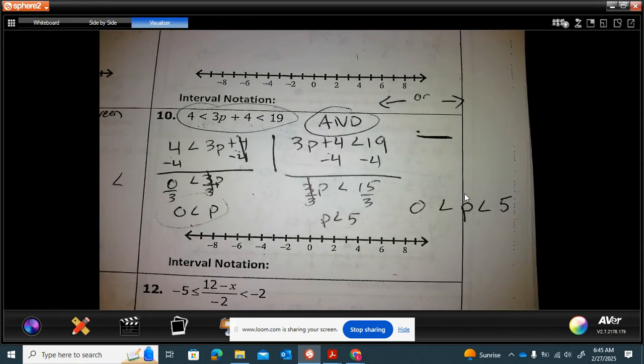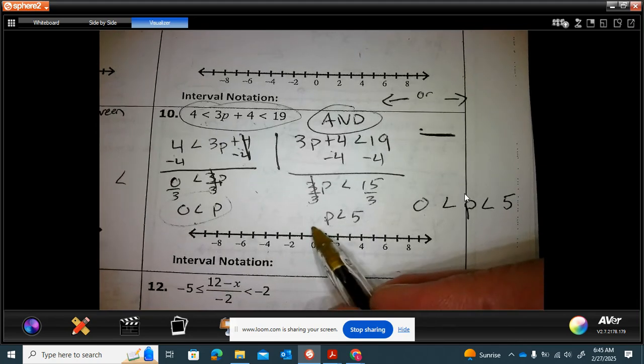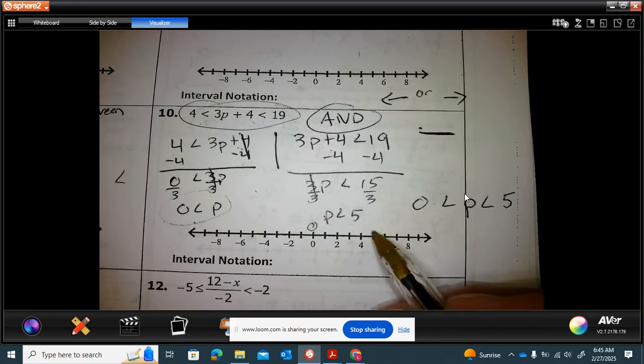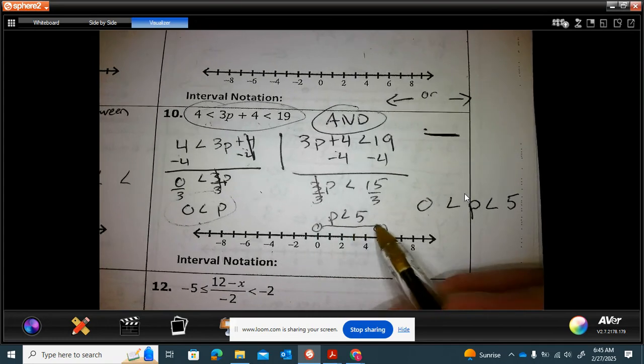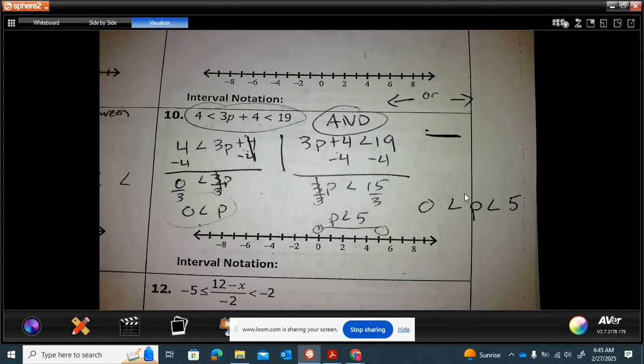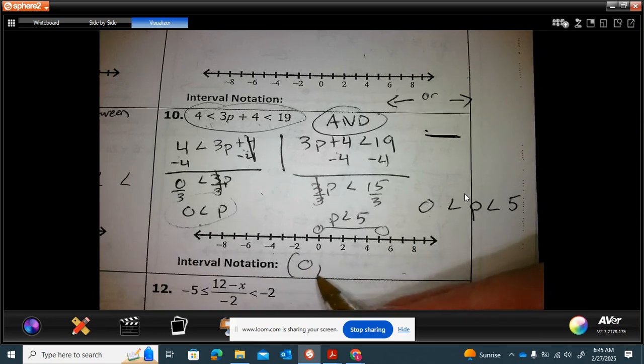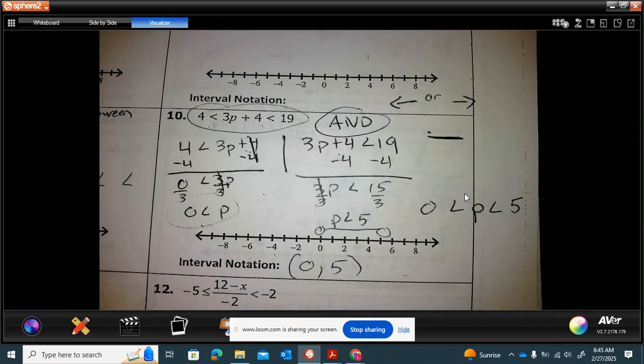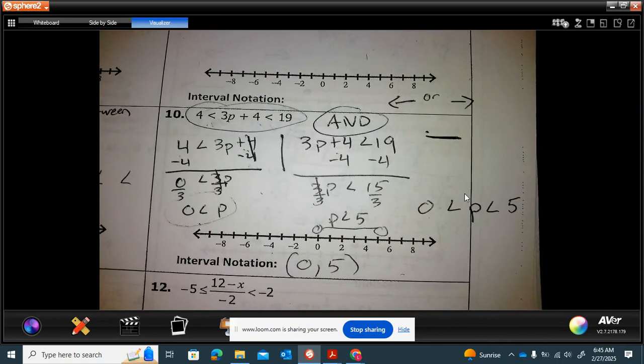So then I just go ahead and plot it. At 0, I have an open circle. At 5, I have an open circle, and then it's shaded in between. So my interval notation is just 0 to 5 with two parentheses, and that's it.